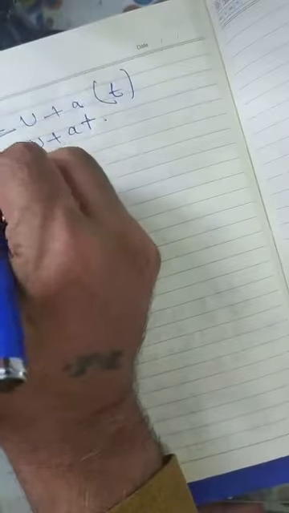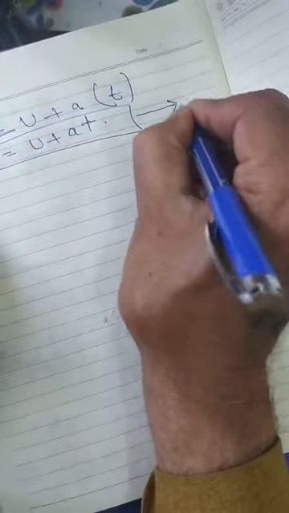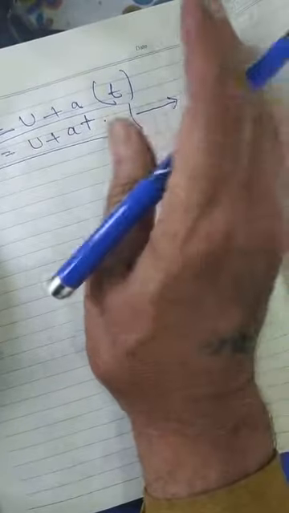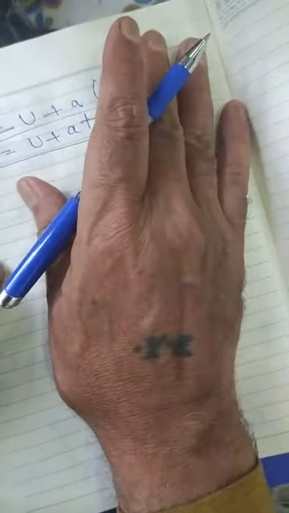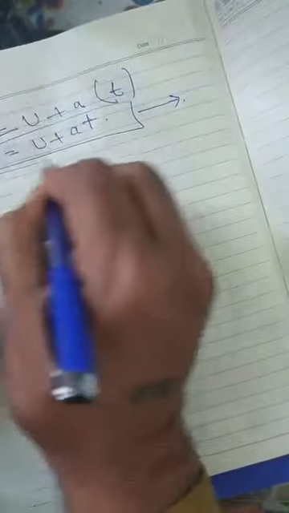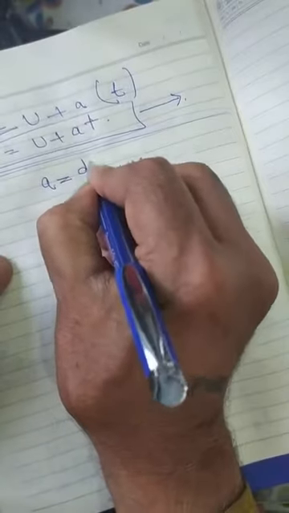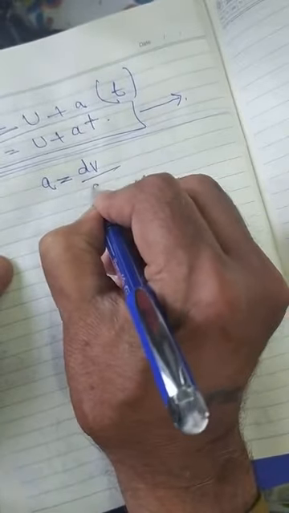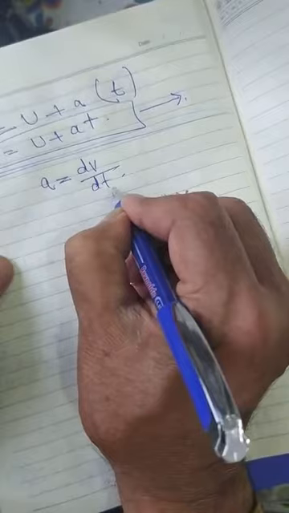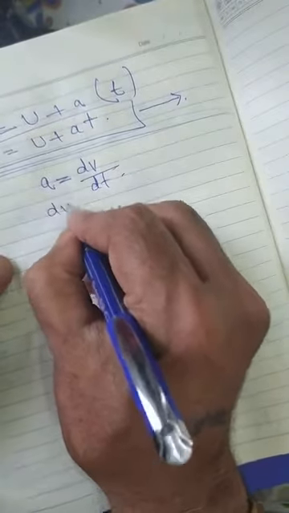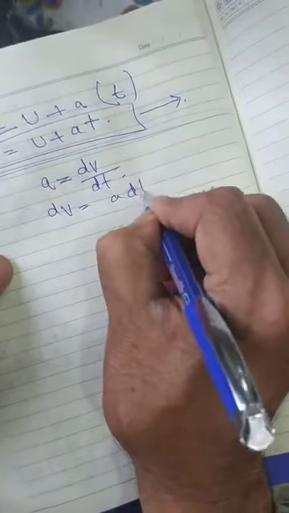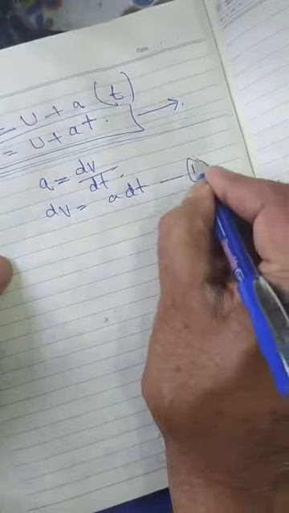This is the velocity time equation of uniformly accelerated motion. Now in calculus method we can also derive this. We know that a जो है acceleration, it is always equal to the rate of change of velocity. ठीक है. और I can write dv is equal to a dt. This is equation first. ठीक है.